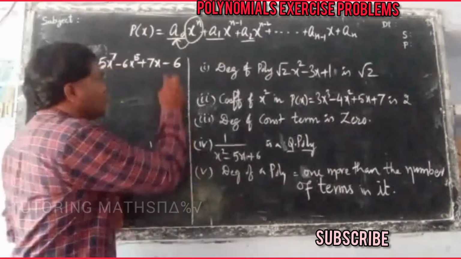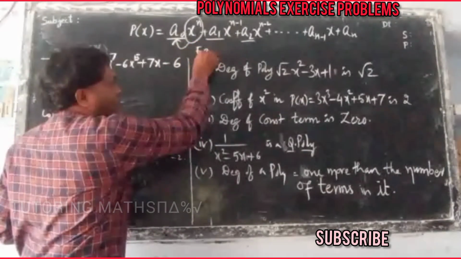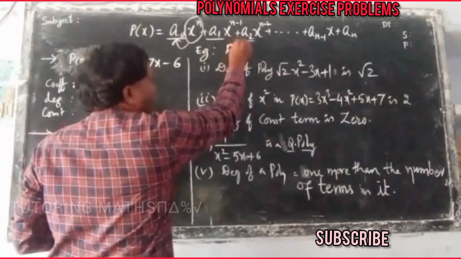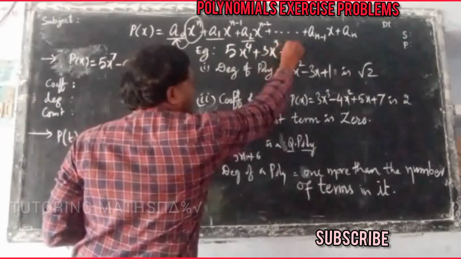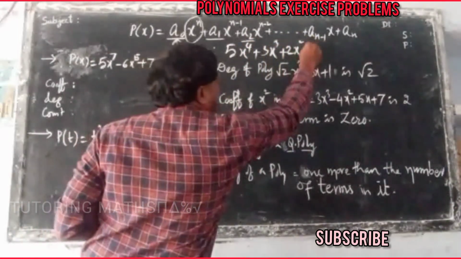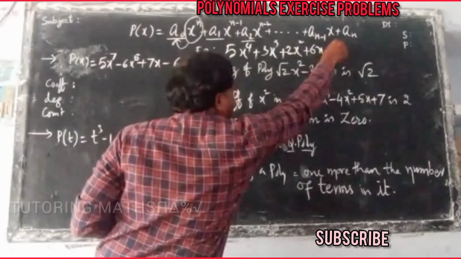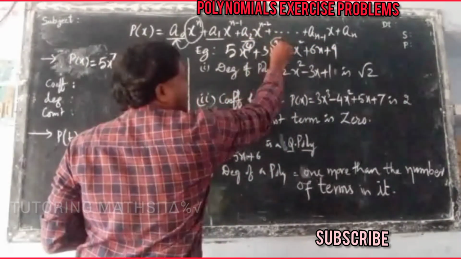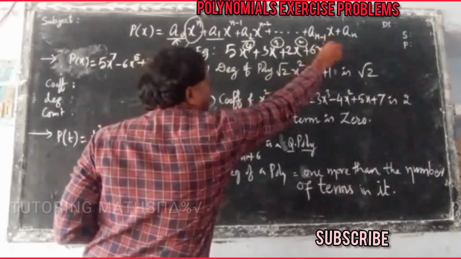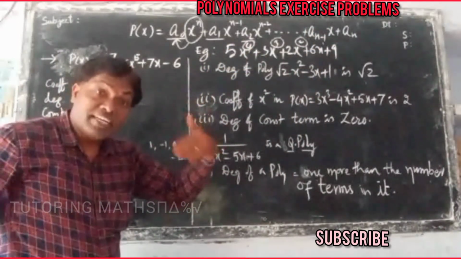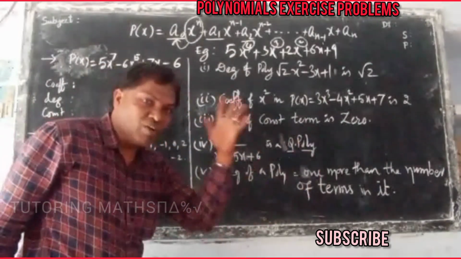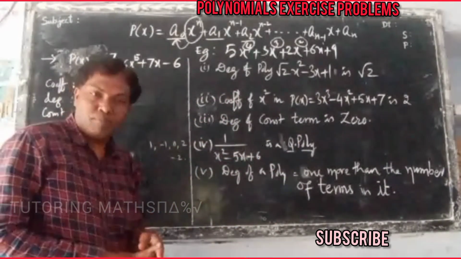For example, take one example: 5x power 4 plus 3x cube plus 2x square plus 6x minus 9. The exponents are 4, 3, 2, 1 and then the constant. You observe that the exponents of the literal terms are in descending order. So that is the main property.